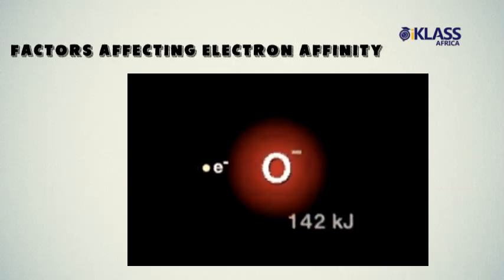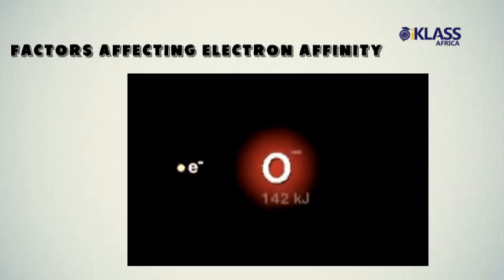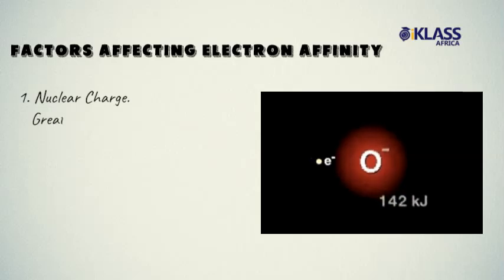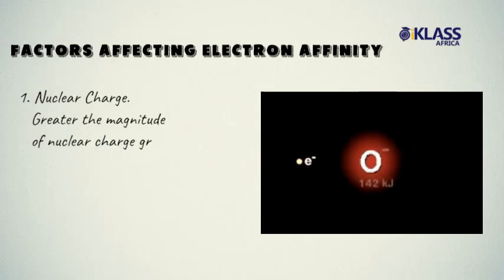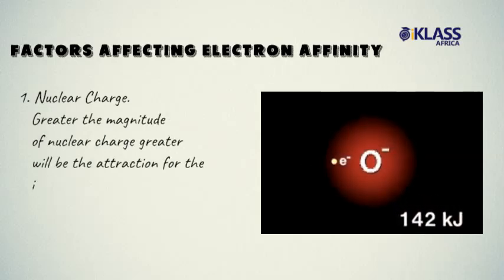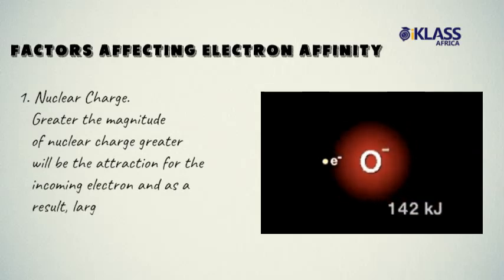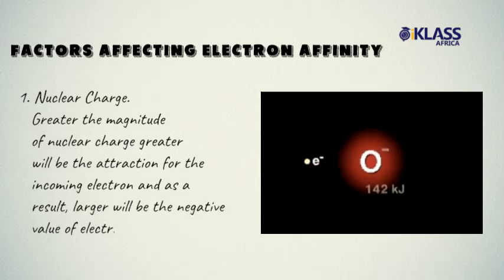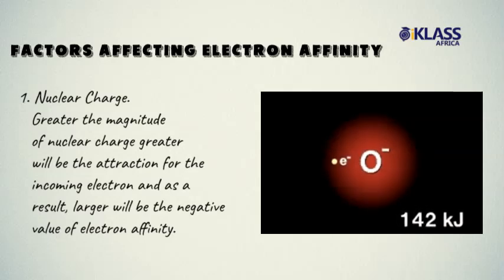Some of the important factors which affect electron affinity are: 1. Nuclear charge. Greater the magnitude of nuclear charge, greater will be the attraction for the incoming electron, and as a result, larger will be the negative value of electron affinity.